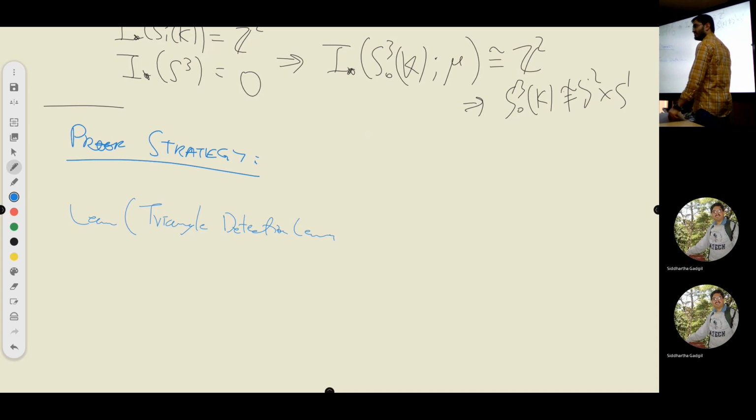And the key point is that not only are the compositions zero, which is also not hard to prove, but it's zero in exactly the right way you want it. Like, the image is exactly the kernel. So the triangle detection lemma is due to Seidel, I think originally, and Szabo also independently had a version of it.